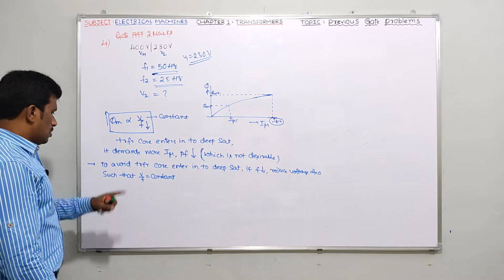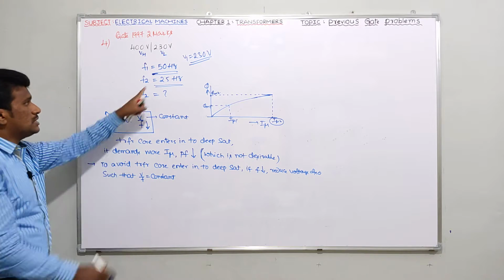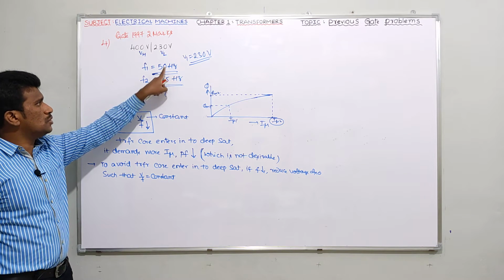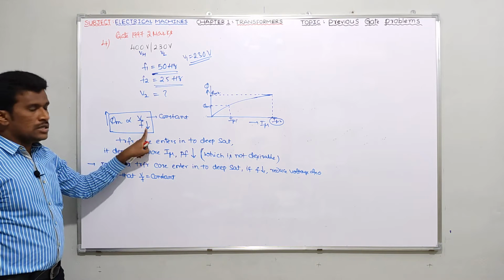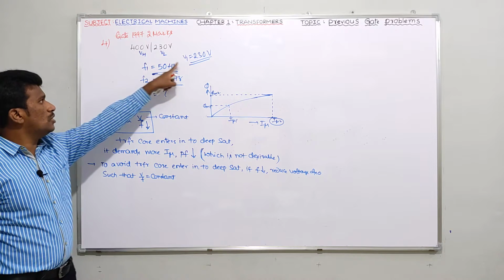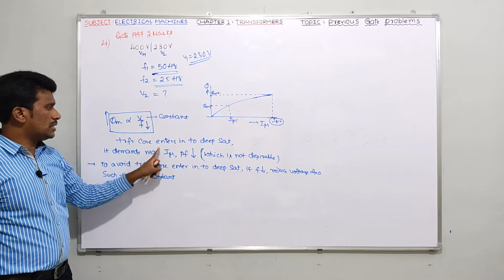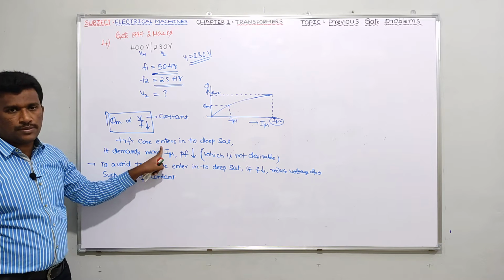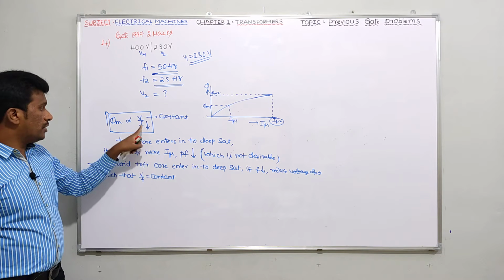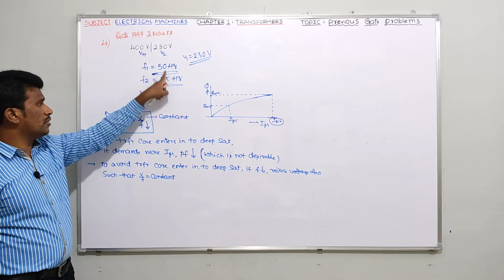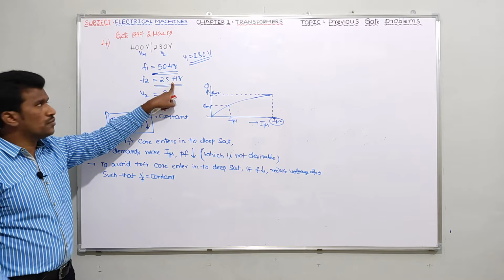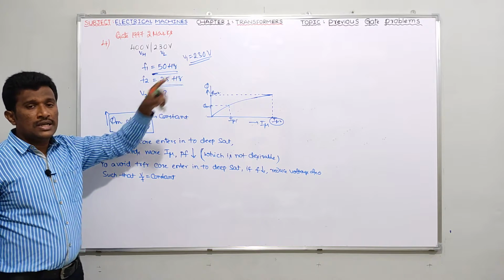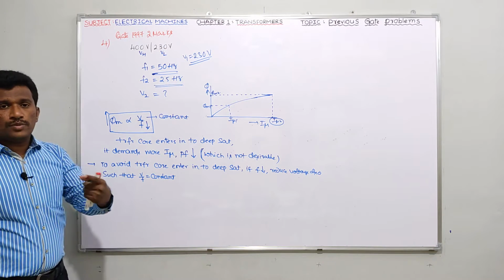So what is the hint for this question? Suppose initially 50 Hz is there, and he is reducing 50 Hz to 25 Hz. If you maintain voltage constant, as I told you, the core will enter deep saturation, demand more amount of Im, and power factor will reduce, which is not desirable. So what you have to do is, if you are reducing frequency from 50 to 25, reduce voltage also from 230 to something, so that your V by F is maintained constant.